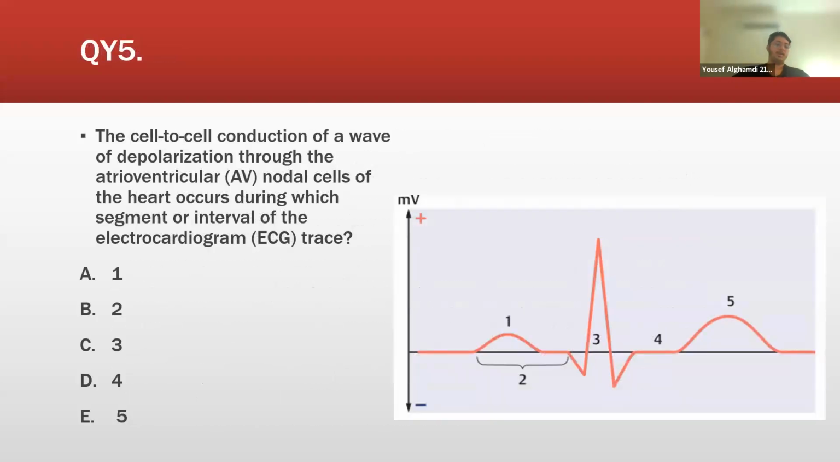So this next question is mine. I also kind of mentioned this when I was talking about the first question. So inshallah this would be easy for you guys to answer. The cell-to-cell conduction of a wave of depolarization through the AV nodal cells of the heart occurs during which segment or interval of the ECG?